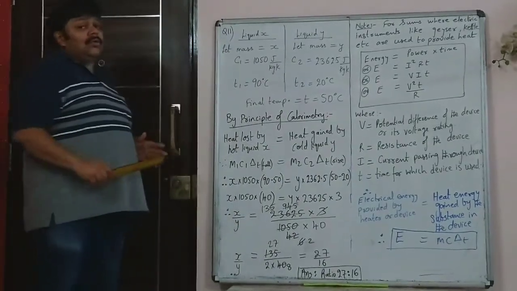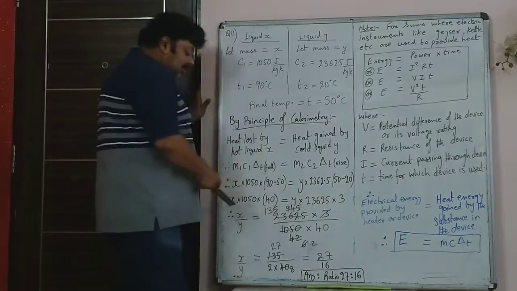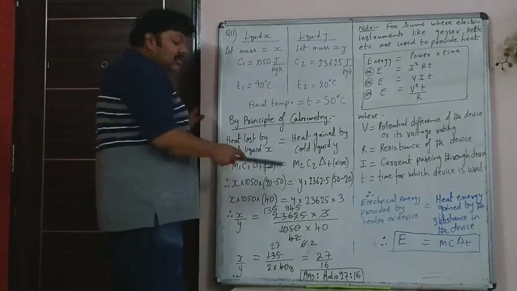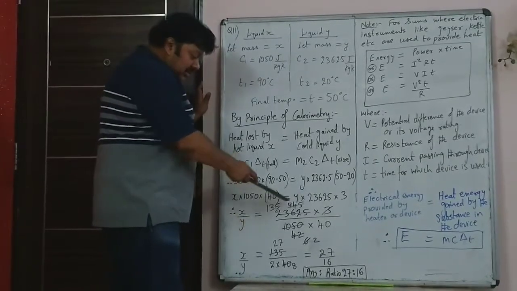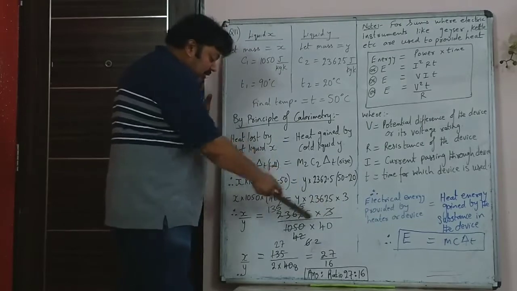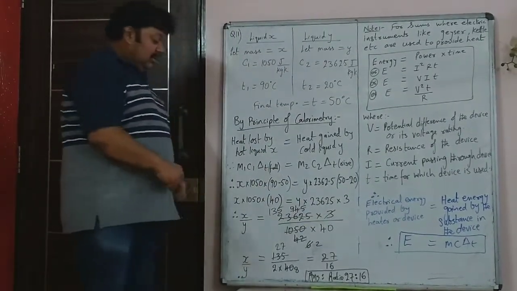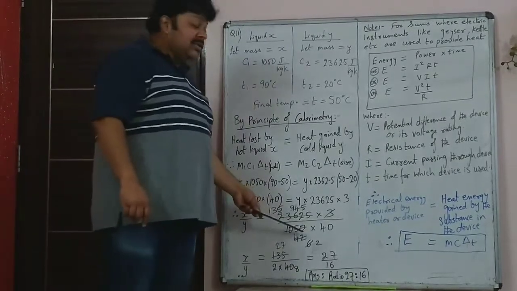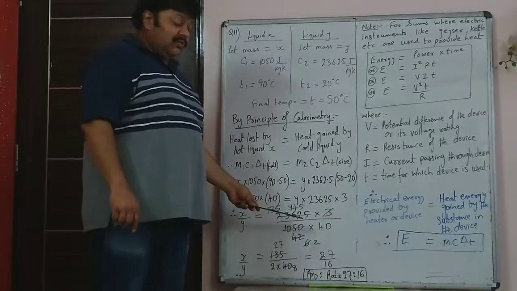Now here don't do calculations. Why? Please do not sit and multiply this and this, it's a waste of time. Instead, you are only asked x upon y. So get y below x. Therefore, you will have in the numerator 23625 into 3 and denominator 1050 and 40. So 1050 goes with 25 and 23625 also goes with 25.